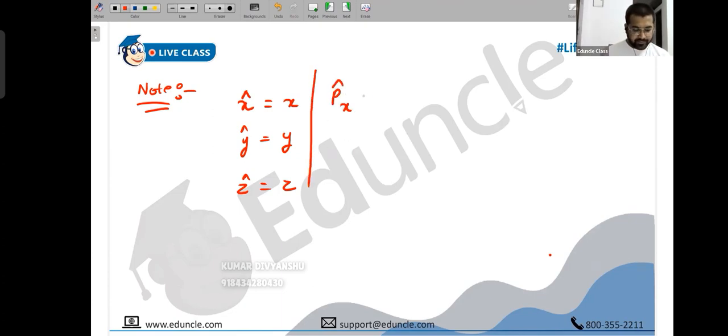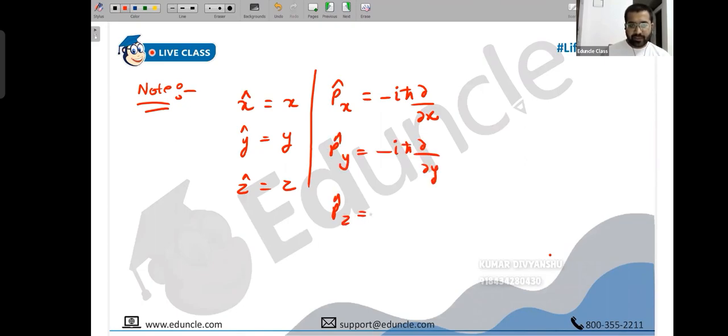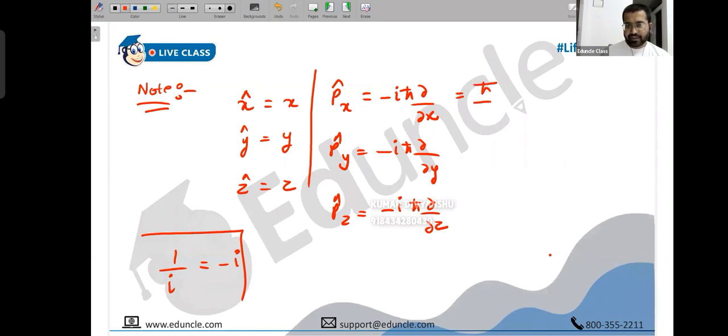However, the momentum operator, please learn it by heart, is minus i h cut dou by dou x. P cap y would be minus i h cut dou by dou y, and P cap z would be minus i h cut dou by dou z. People, what is 1 upon i? It is minus i. So minus i can be replaced as 1 upon i. You can also write this as h cut upon i dou by dou x, h cut upon i dou by dou y, and h cut upon i dou by dou z.